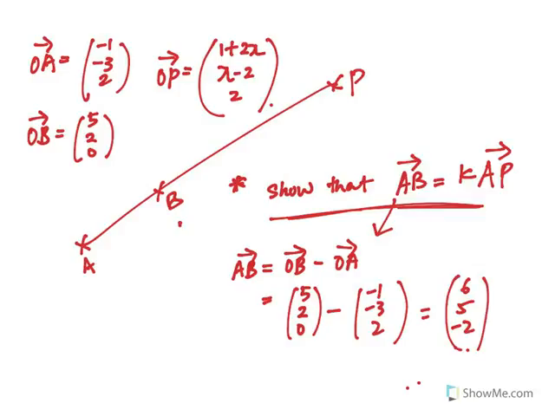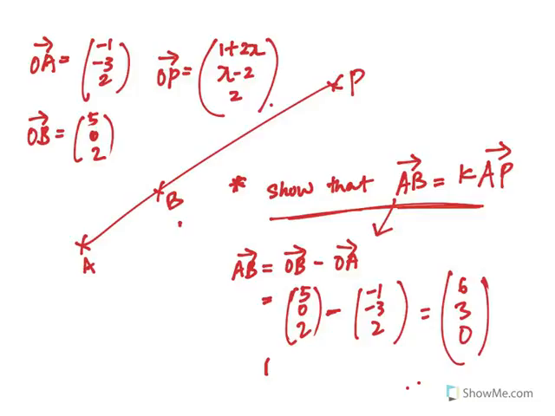Wait, have I gotten it wrong? Oh, sorry. OB is actually equal to 5, 0, 2, not 5, 2, 0, because 5i and 2k. So this one should be 5, 0, 2. No wonder I got it wrong. So the final answer: 5 minus -1 should be 6, 0 minus -3 should be 3, 2 minus 2, so I should get 0. This should be my AB.